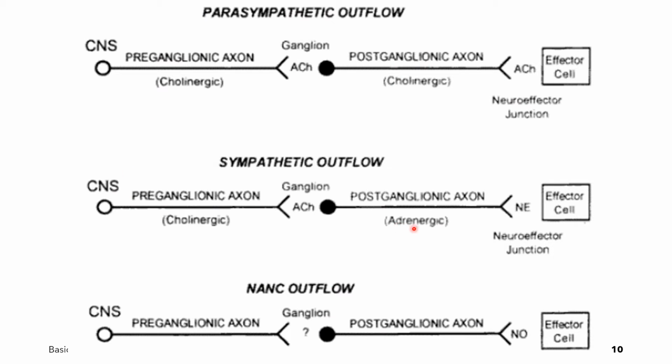We also have those that release norepinephrine at the neuroeffector junction. Those nerves are known as adrenergic nerves, and this is under the postganglionic axon of the sympathetic outflow.